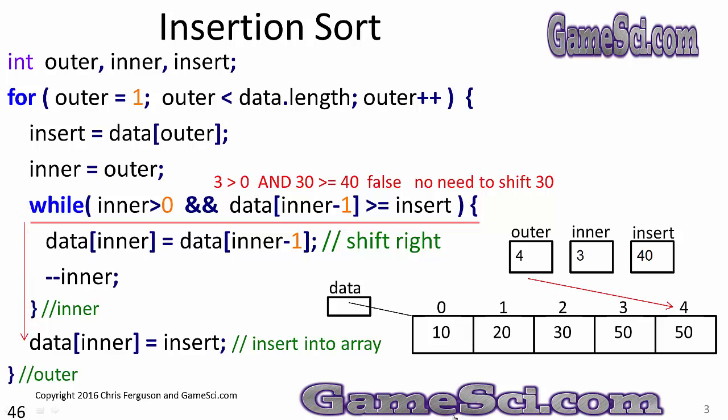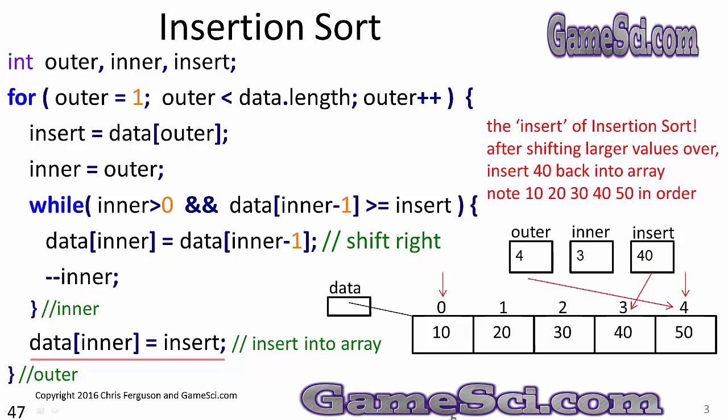When we get out of that inner loop, the insert value 40 is going to go to position inner. This is the insert of the insertion sort. After shifting the larger values over, insert 40 back into the array. Notice that this 40 right here just got inserted back into the array. Also note that 10, 20, 30, 40, 50 are in order. We're getting very close to the end of this algorithm.